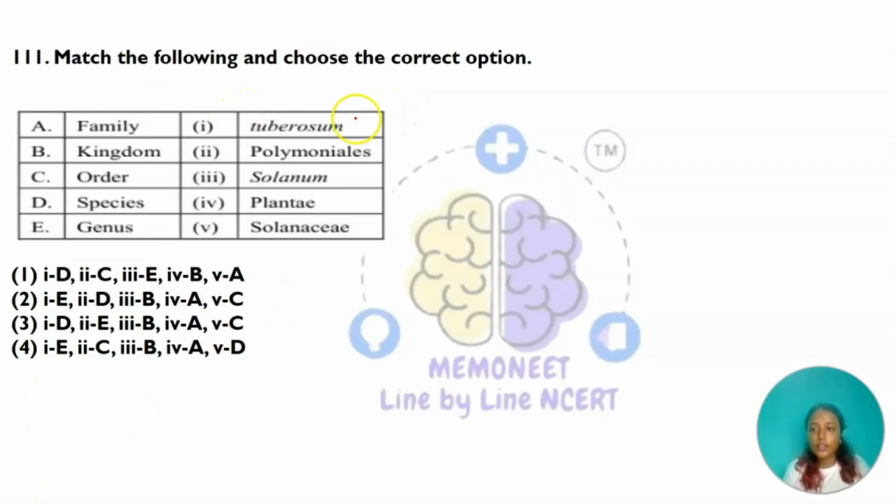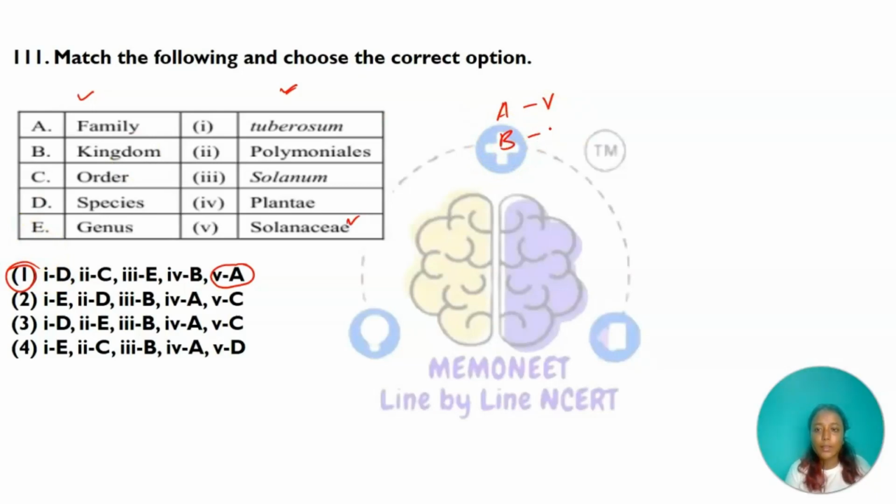Let's look at the question here. Here we have the categories, and here we have the terms for the categories. For the plant Solanum tuberosum, which is potato, we have family, A with 5. We can see only one option, which is A with 5. So this is probably the correct answer, but still we'll see the other options.